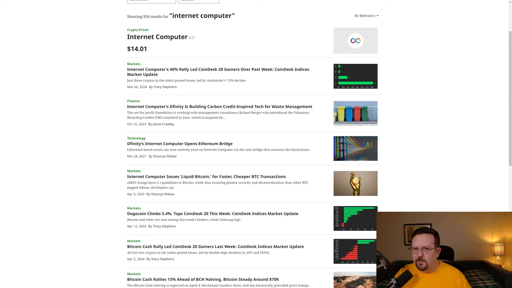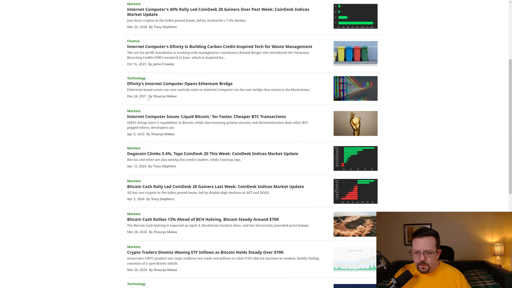But strictly speaking, Internet Computer and Definity are two separate entities. And this article is really about Definity and doesn't really have anything to do with Internet Computer other than the fact that it's about the Definity Foundation, who is instrumental in the existence and development of Internet Computer. And then you'll see there's an article from 2021 talking about Internet Computer opens Ethereum Bridge.